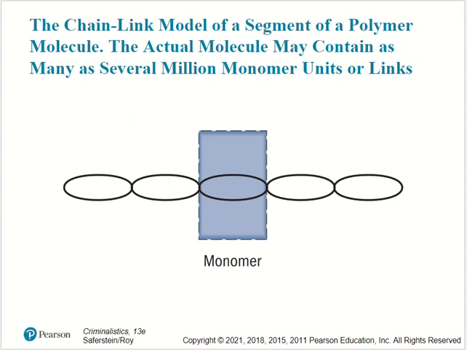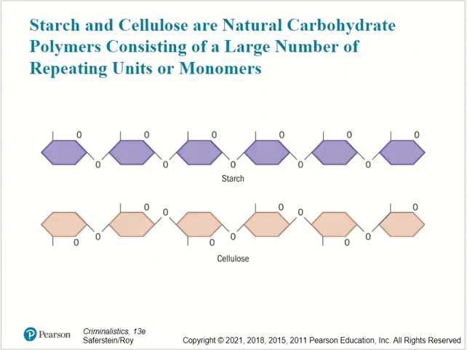Chain-like model of a segment of a polymer molecule. The actual molecule may contain as many as several million monomer units or links. In this case, each individual oval is a monomer molecule component, and when different monomers combine together, they form polymer chains. Starch and cellulose are natural carbohydrate polymers consisting of a large number of repeating units called monomers.